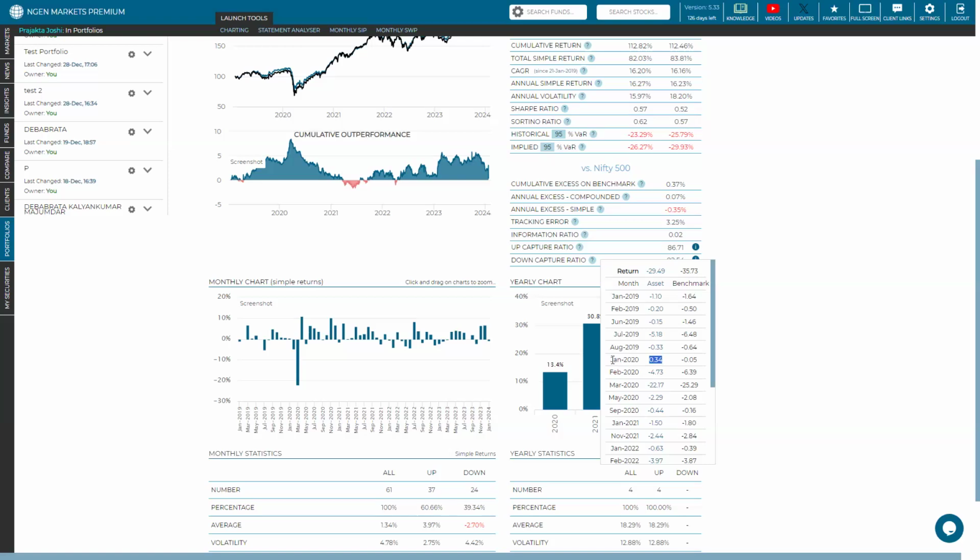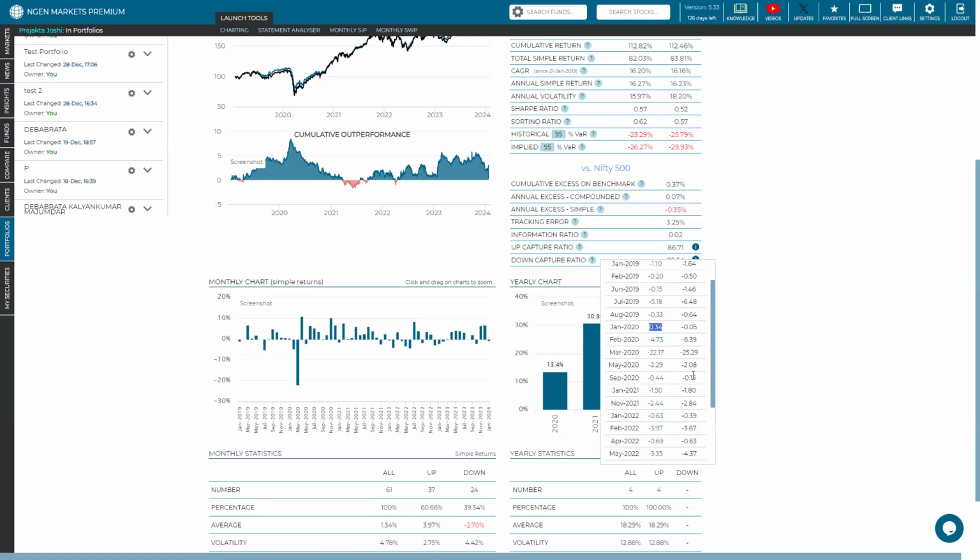For example, in this case, January of 2020, look at that. The benchmark gave a negative return, but my portfolio gave a positive 0.34% return. But still that month is included. Why? Because the benchmark gave a negative return. So what we are focusing on is the benchmark returns.